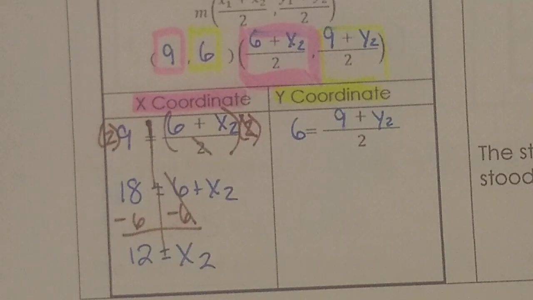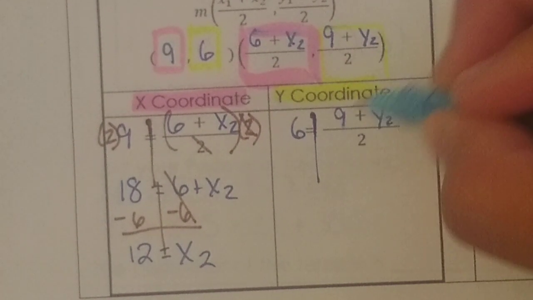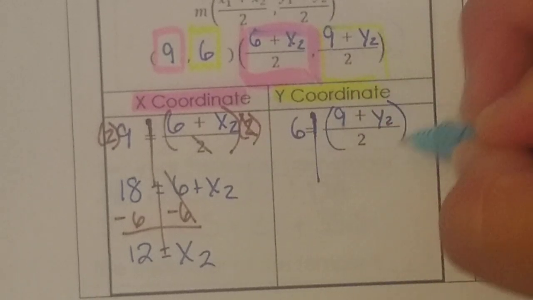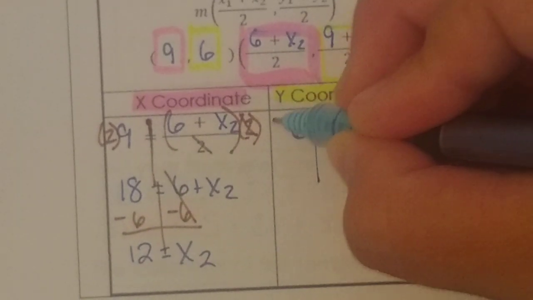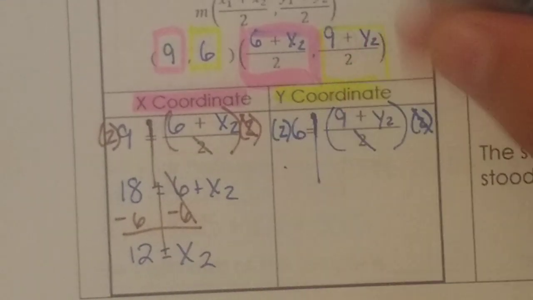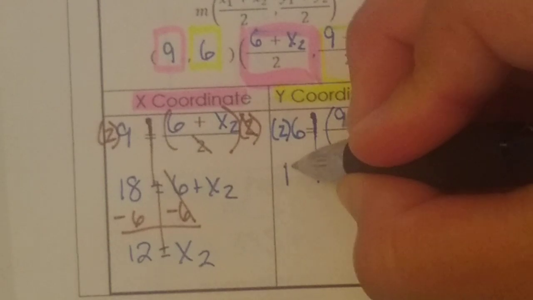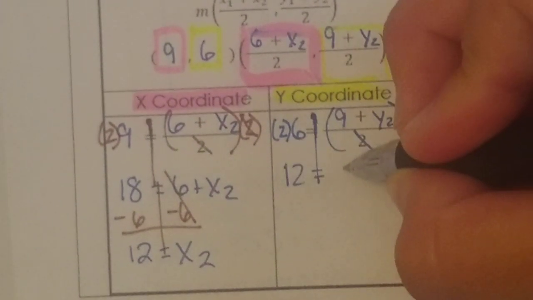Then I just need to do the same thing with my y coordinate. So same deal. Start separating them out. Okay, 9 plus y2 divided by 2. Last thing happening is dividing by 2. First thing I do is multiply by 2. Cancels out on the right. 2 times 6 is 12. I get 12 equals 9 plus y2.